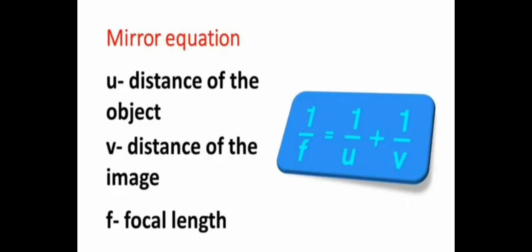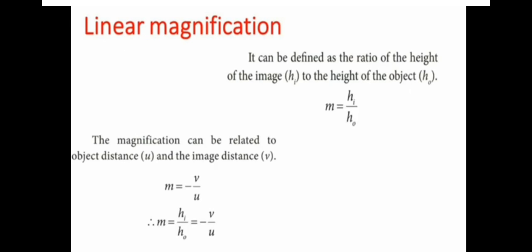Next one, linear magnification. Linear magnification is represented by the letter M. Magnification produced by a spherical mirror tells how many times the image is magnified compared to the object size. It can be defined as the ratio of the height of the image, hi, to the height of the object, ho. M is equal to hi divided by ho.